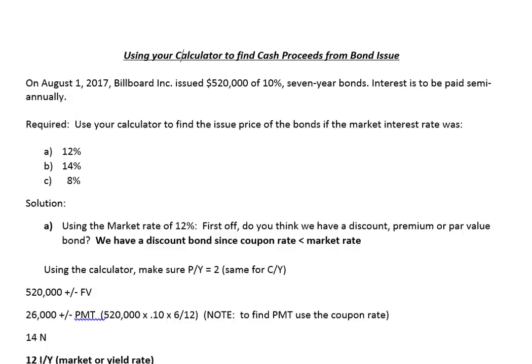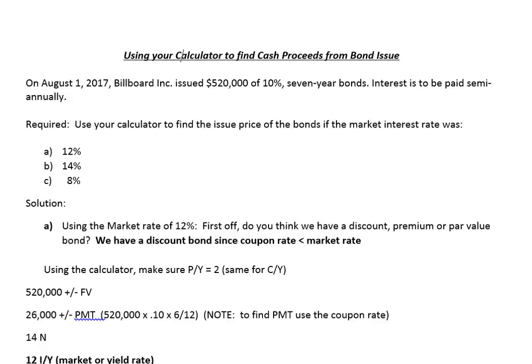Hi folks, welcome to this video which will show you how to use your calculator to find the cash proceeds from the bond issue. So what we're going to do is go through a question, and this question is very short. It just says that on August the 1st, 2017, Billboard Inc. issued $520,000 of 10% 7-year bonds.